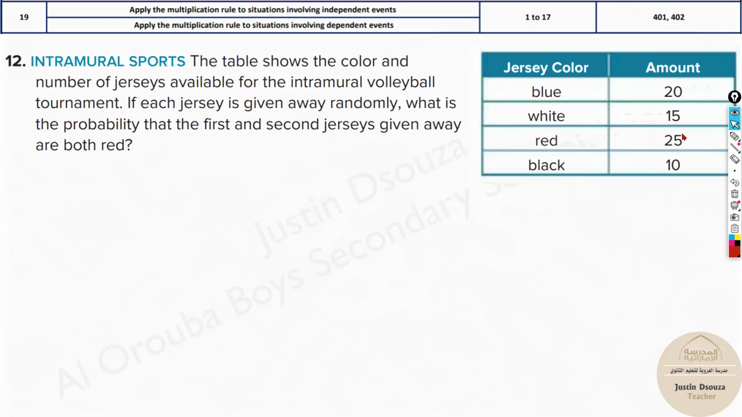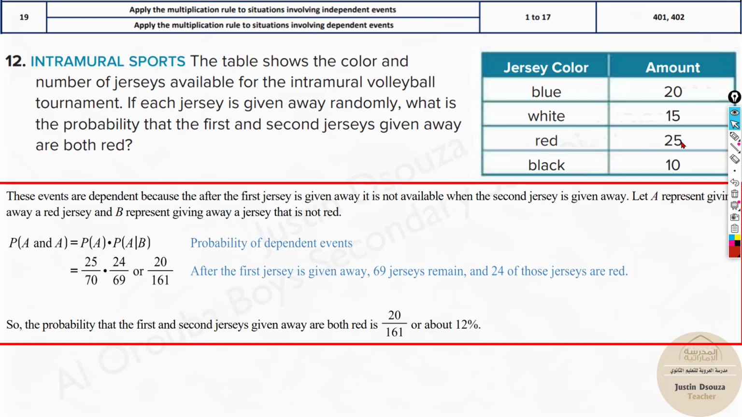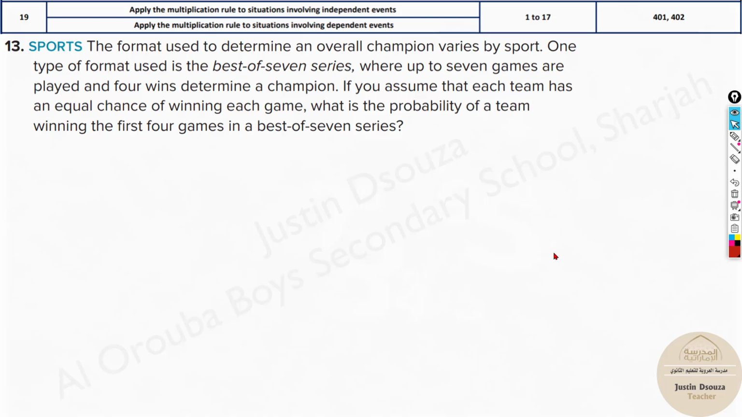First, find the total number of jerseys. Now there is 20, 40, 50, 60, 70 total. And which are being given away red both the time. So it is 25 by 70, but next time it will be 24 by 69. Why? 25 red jerseys divided by the total number. Now next time again it's being red, so it will be 25 minus 1, that's 24, and it is 70 minus 1, it's 69. So the probability is 12%. This problem looks interesting. I'll solve it up over here.